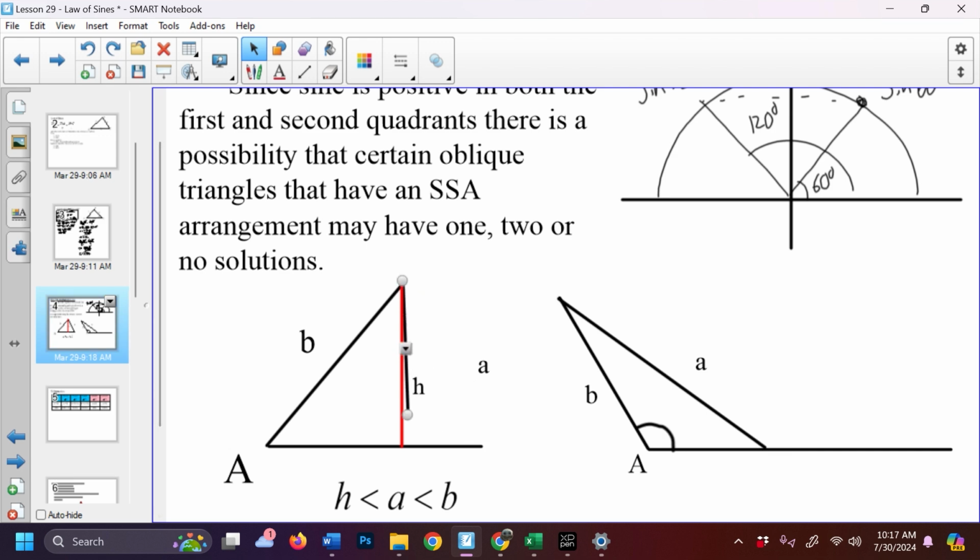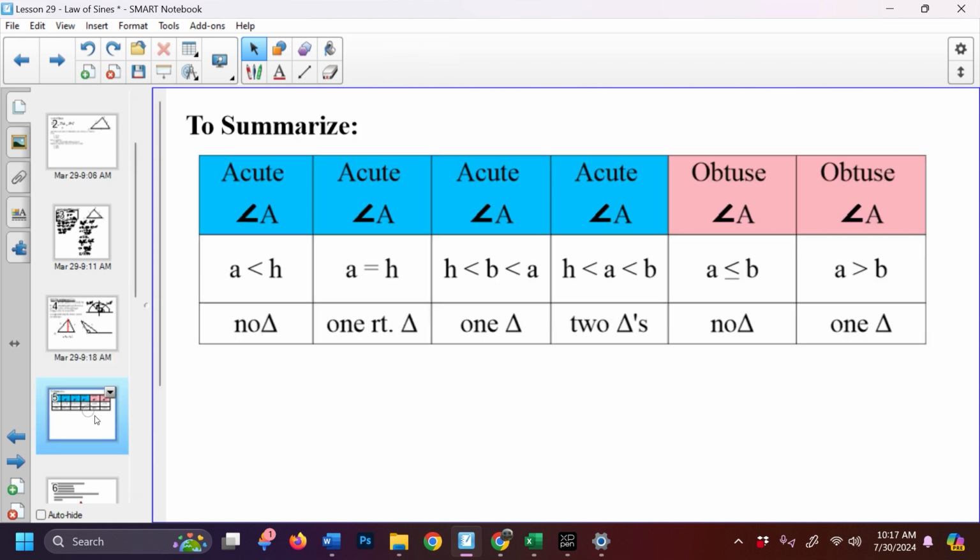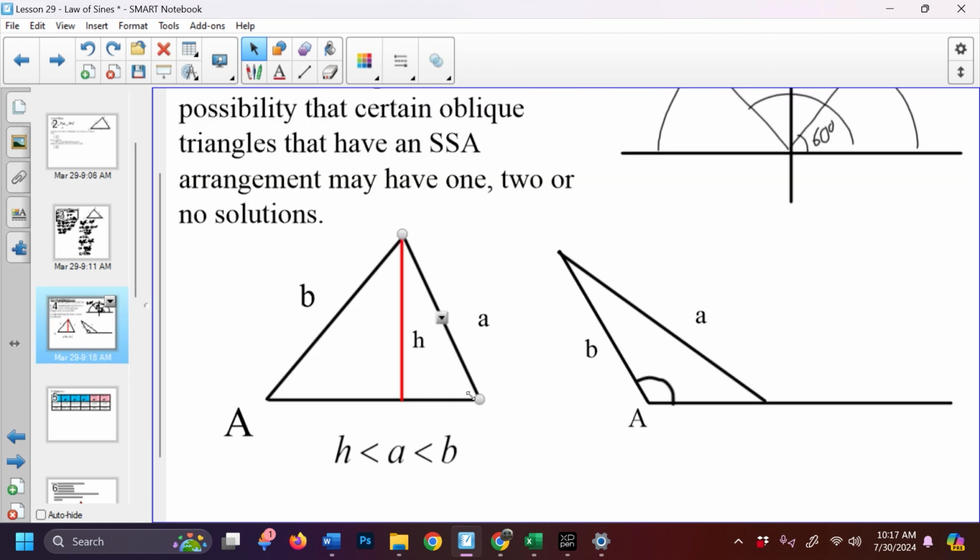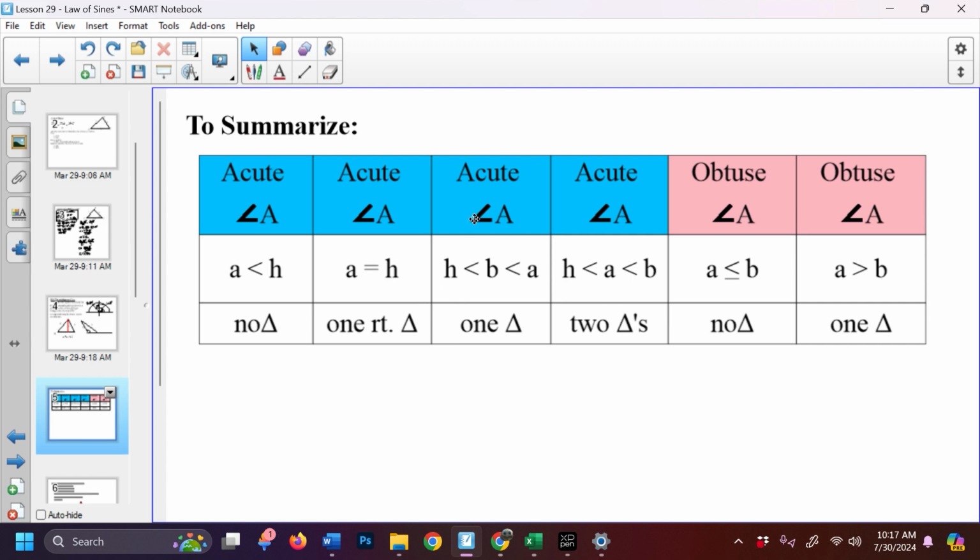If A is shorter than H, it's too short for it to ever even hit the third side. So A has to be bigger than H for you to have a triangle. If A is equal to H, then you have 1 triangle, and it is that right triangle because H is an altitude, and altitude is defined by perpendicular sides. If you have an acute angle A, side A is bigger than side B, then you're only going to have 1 triangle. And we've shown the way that you can have 2 triangles.